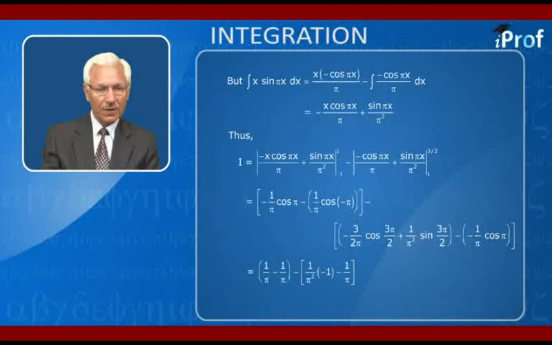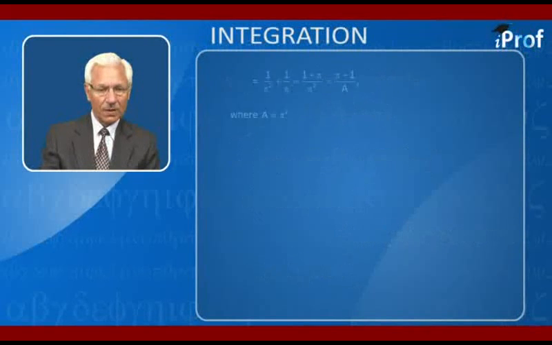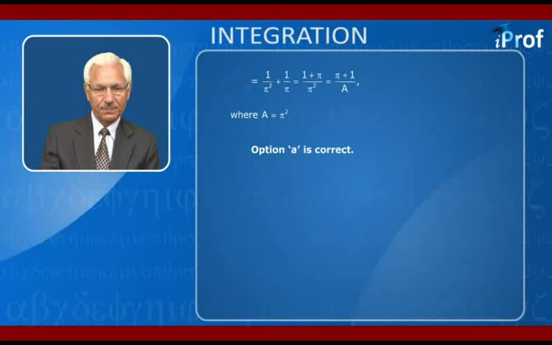Therefore it becomes 1 upon pi minus 1 upon pi minus times 1 upon pi square times minus 1 minus pi, which simplifies to 1 upon pi square plus 1 upon pi, which is equal to 1 plus pi upon pi square, or pi plus 1 upon a as is given. Clearly a is equal to pi square, hence option A is correct.